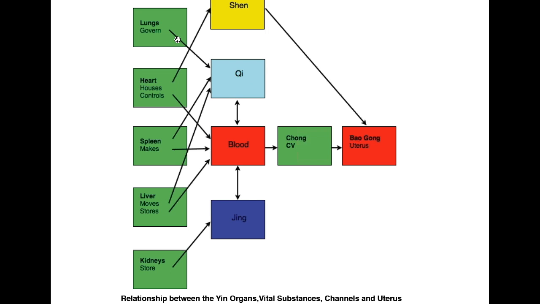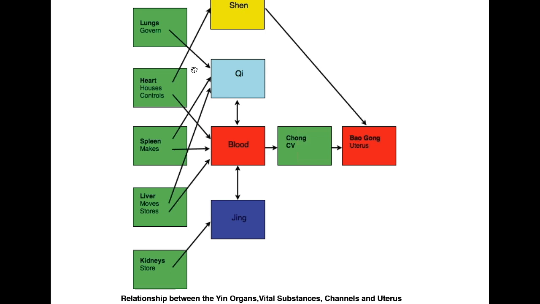Okay, so we've got production of Qi indirectly from the kidneys, but also from the spleen and the lungs. So that forms the Qi. But you've also got the liver moving the Qi, and this is particularly important in reproduction, in menstruation in women, and also in reproduction with men, with fertility and sexual activity. And that's why the liver's really important.